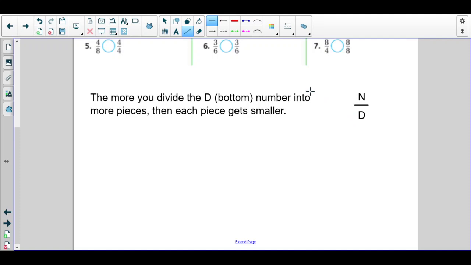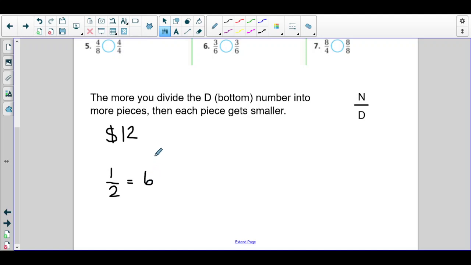Okay? Let's think about this. Let's say that I had $12. And I happen to be walking next to one of my friends. So we're going to divide this into two parts. And each of us are going to get half. Well, what is half of 12? That's going to be $6.